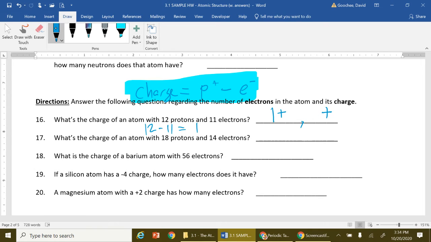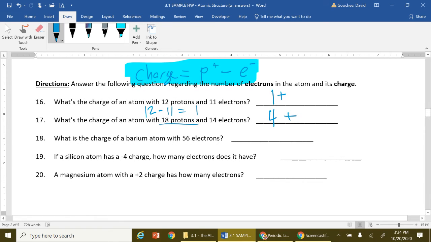What's the charge of an atom with 18 protons and 14 electrons? Well, what does it have more of? Does it have more protons or does it have more electrons? It has more protons, so it's going to be positive. How many more protons does it have than electrons? 18 protons and 14 electrons. It has 4 more protons, so it's going to be positive 4.